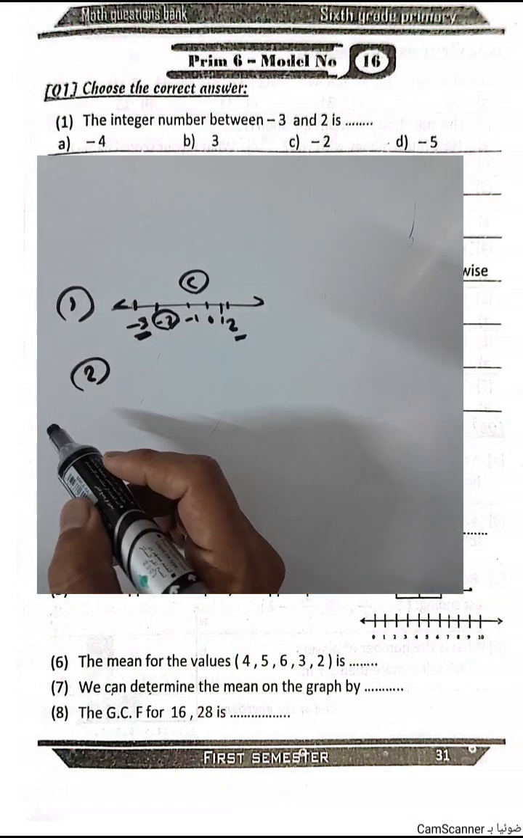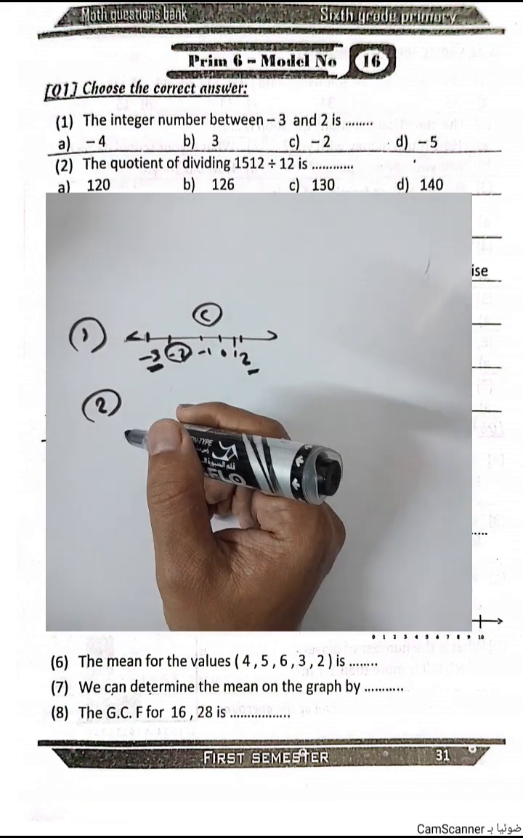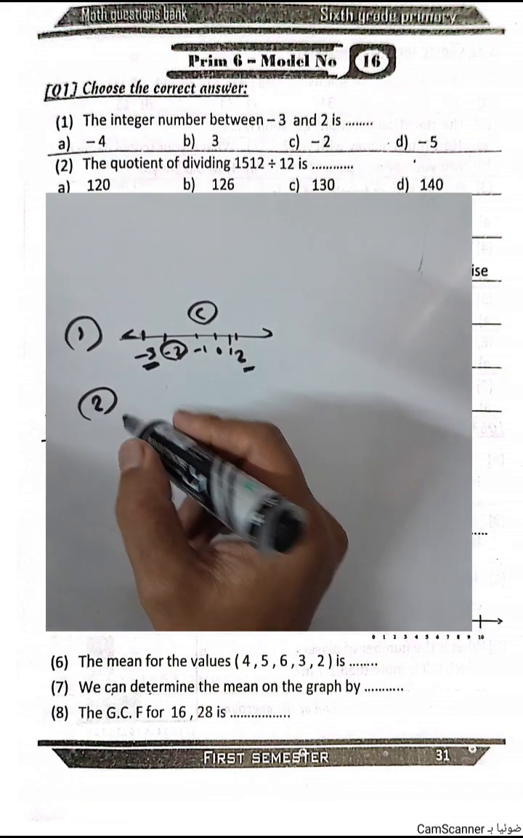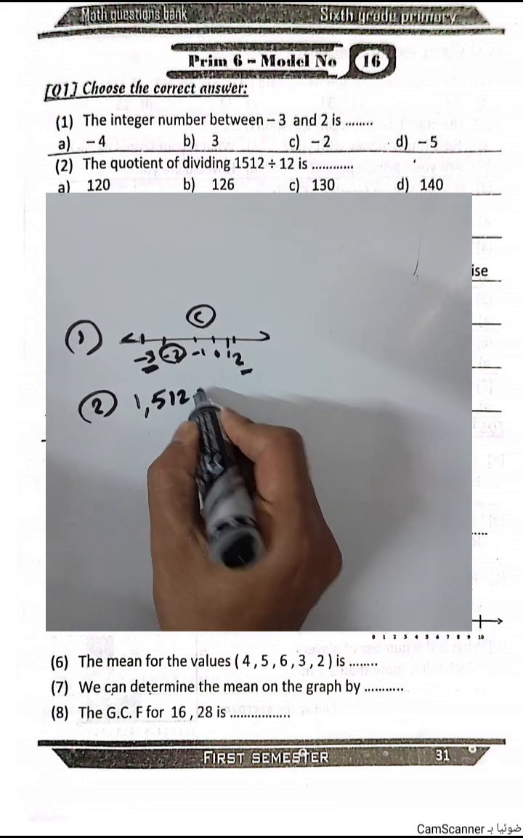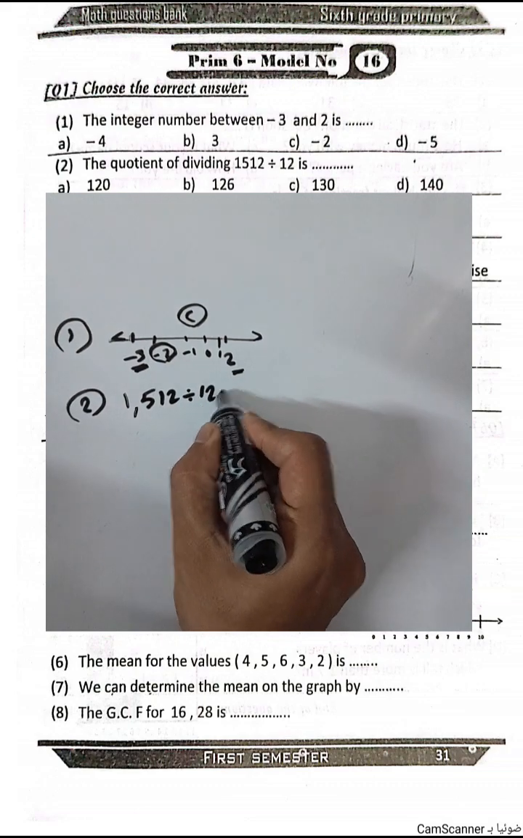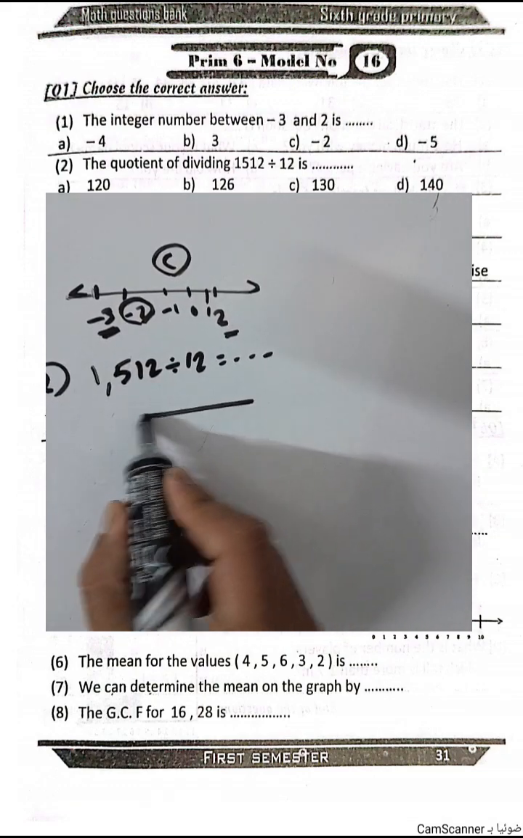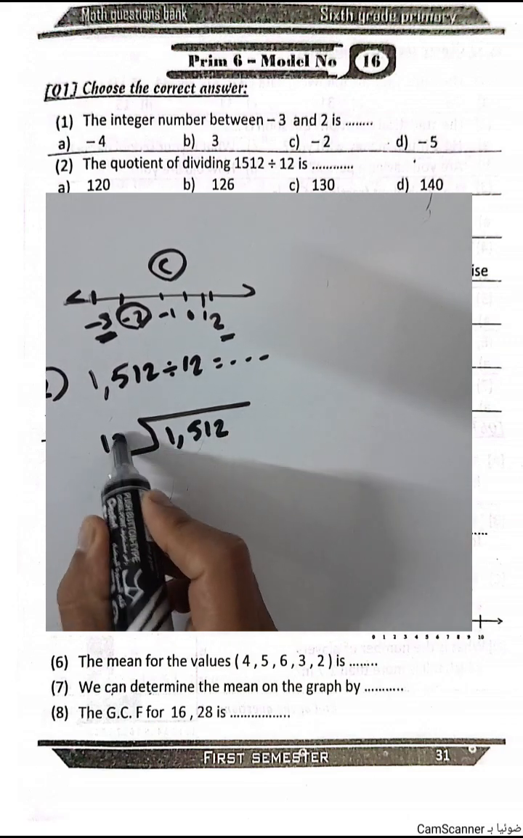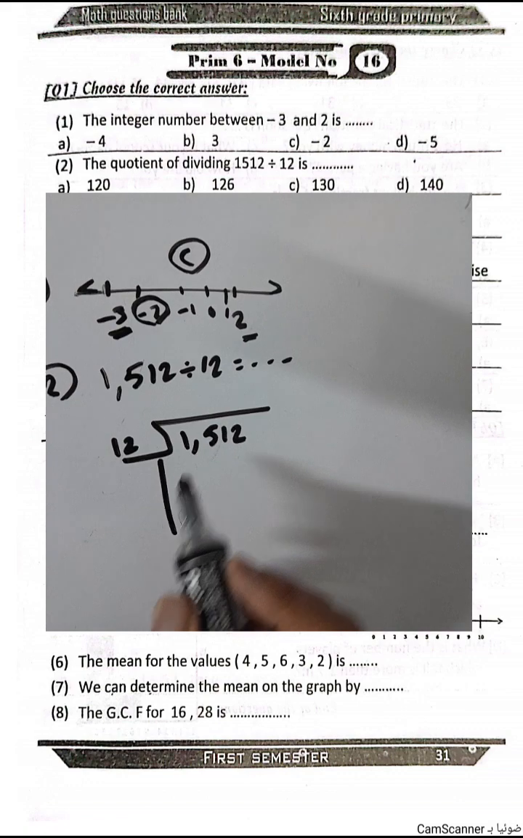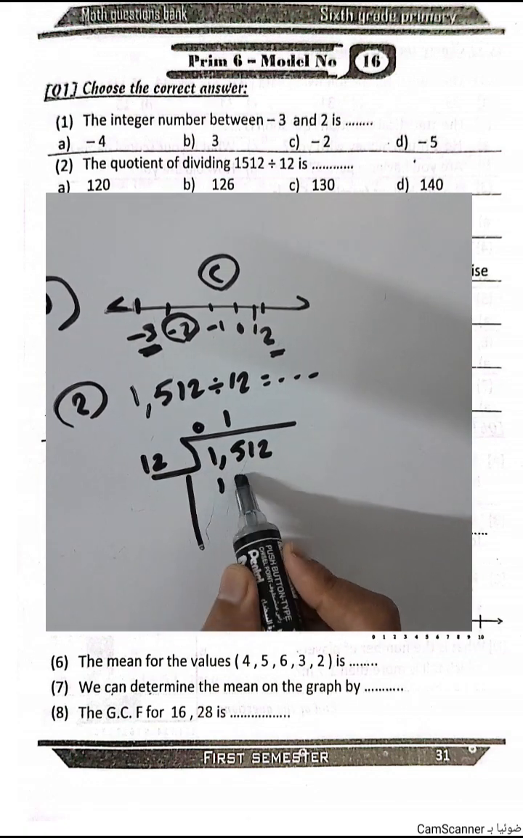Question number 2. The quotient of dividing 1512 by 12 is what? We can find the quotient by using long division. Right, 1512 divided by 12. 1 divided by 12, we can't do it, so we take 0. 1 times 12 will be 12.